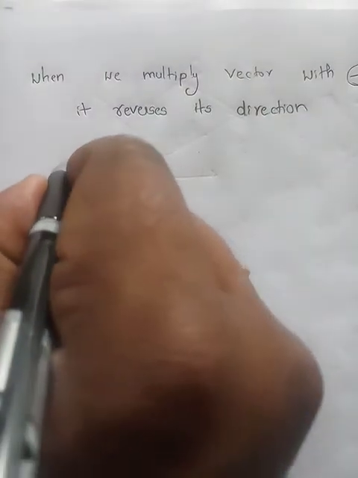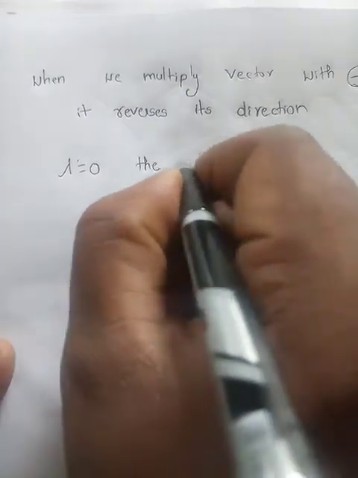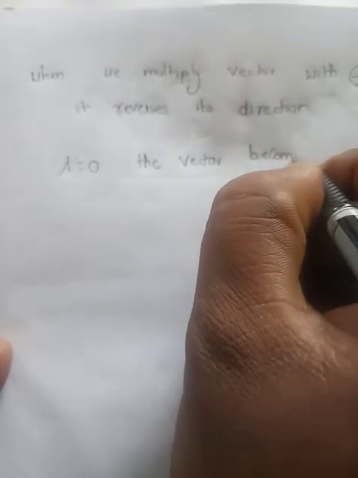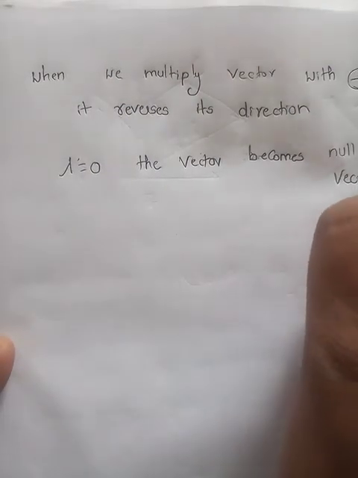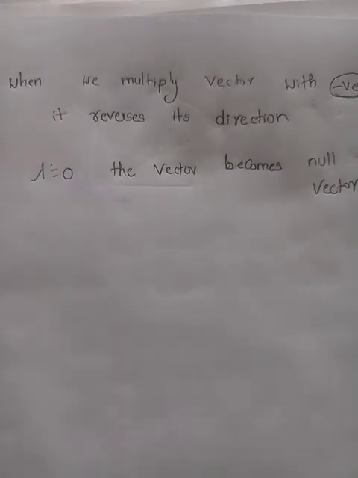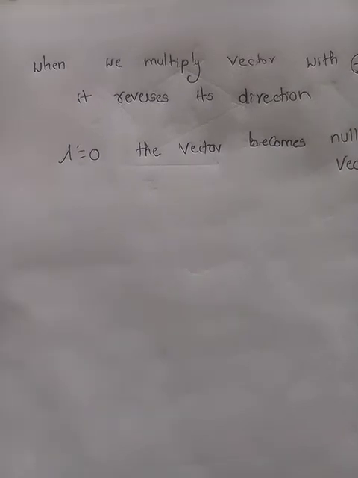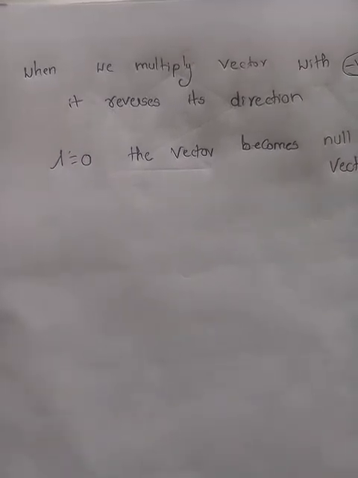For example, when k or lambda is equal to 0, the vector becomes 0. It becomes what? Null vector. But we know very well what a null vector is. A vector whose magnitude is 0 and has indefinite direction is called a null vector. So by multiplying a scalar with a vector, we can change its magnitude and we can reverse the direction, but we cannot change its direction.